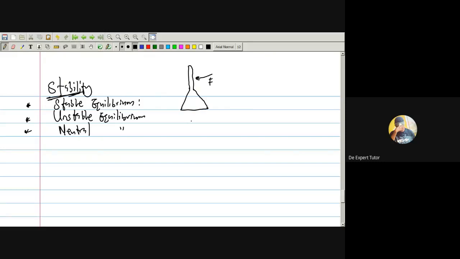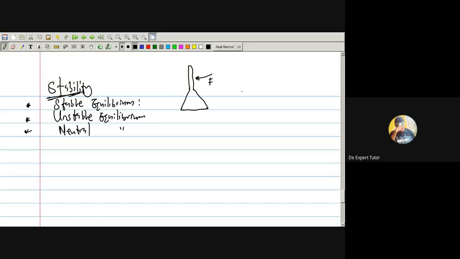If I take a bowl and make it face this way, you observe that if you give it any slight push, it will return back to its original position. So we say a body is said to be in stable equilibrium if it returns to its original position when it is slightly displaced. Let me tell you something very important.